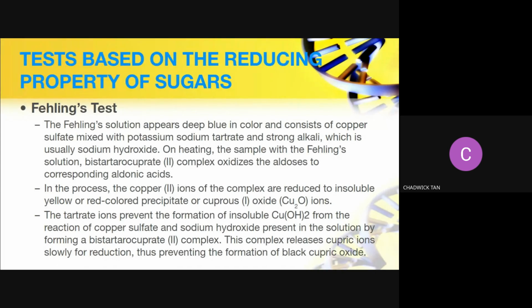So the insoluble copper hydroxide from the reaction of copper sulfate and sodium hydroxide present in the solution can be stopped by the addition of the tartrate ion. Okay, so it can form the bistartaro cuprate complex. This complex releases cupric ions slowly for reduction, so it prevents the formation of black cupric oxide.